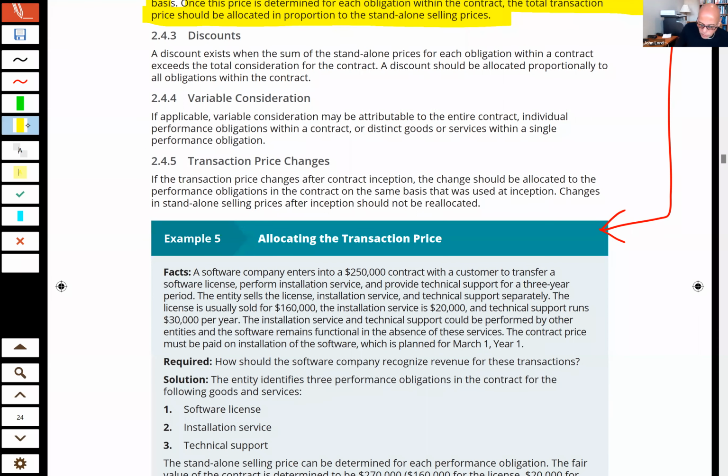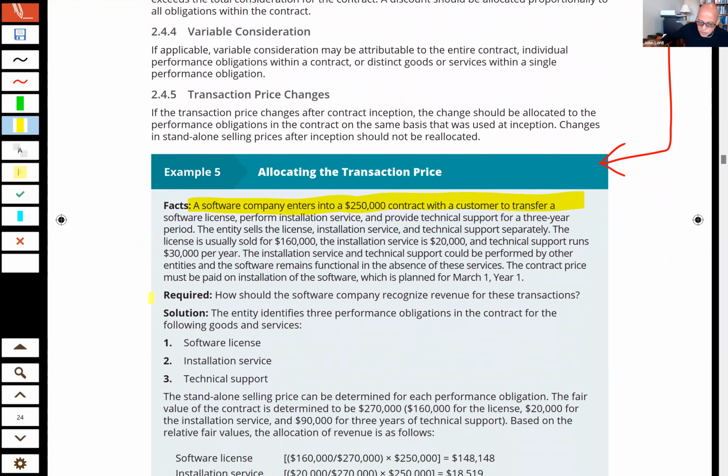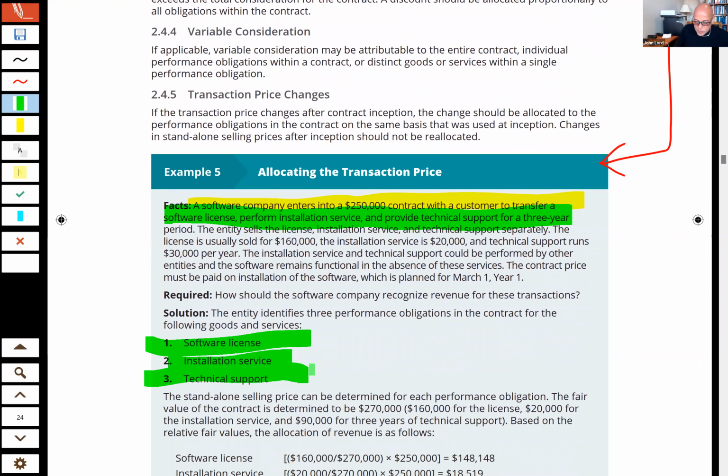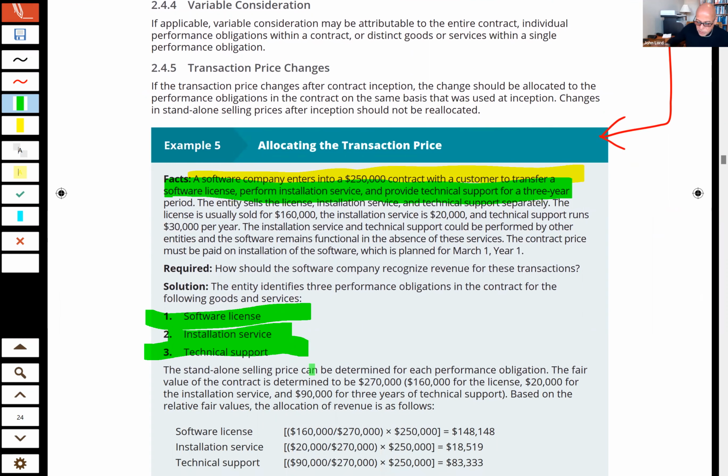Okay. So we have what? We have a $250 contract with a customer to transfer, and here come the performance obligations. We have the software license, installation, tech support. So there's 3 performance obligations here. And we know that the contract price is $250. But we're going to have to figure out, how do we allocate that $250?